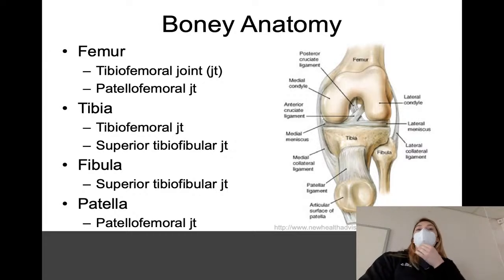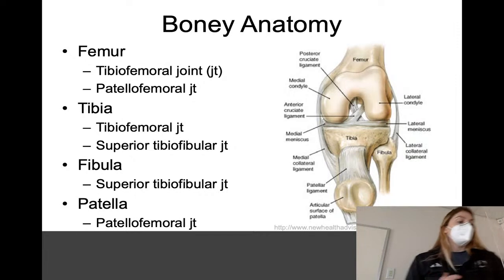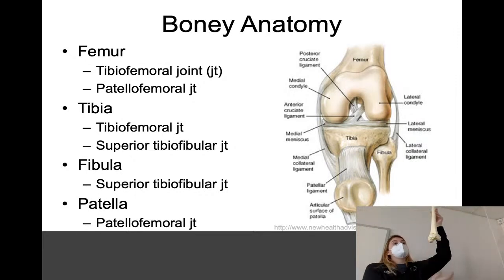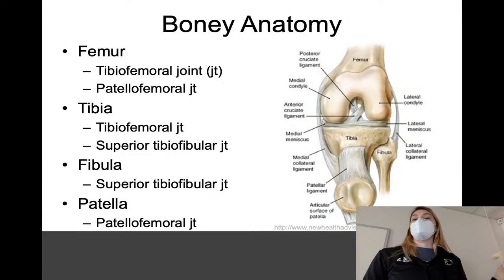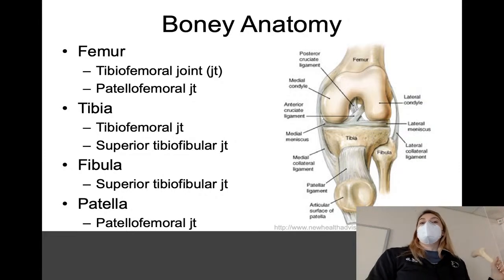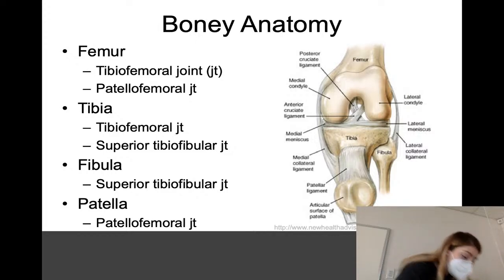We're also going to have patellofemoral, so patella to femur. As we can see on here, your patella sits right on that femur in the groove, and it will move back and forth in that groove on your femur. So we've got patellofemoral, and under tibia, same thing, tibiofemoral. We're also going to have our superior tibiofibular joint.